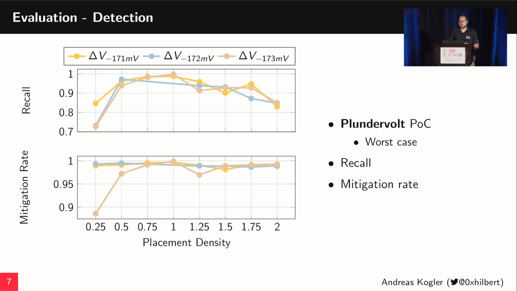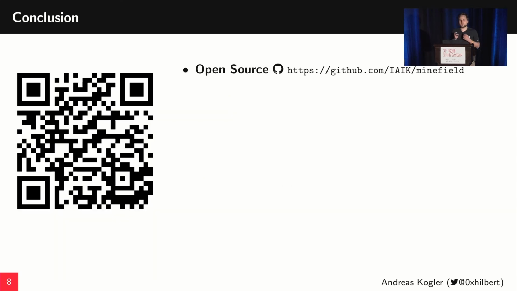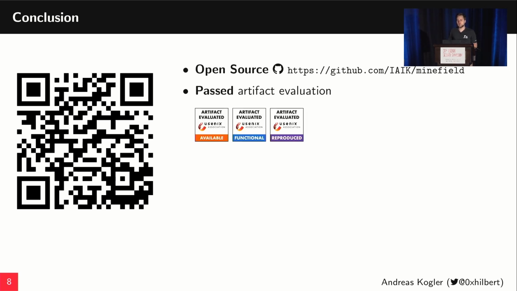So that already brings me to my conclusion. We open sourced the complete LLVM extension. Also the SGX SDK modifications are in the GitHub repository, so check that out if you are interested. We also passed the artifact evaluation for the compiler extension and all the code. And also the undervolting framework to find interesting instructions is online and available.